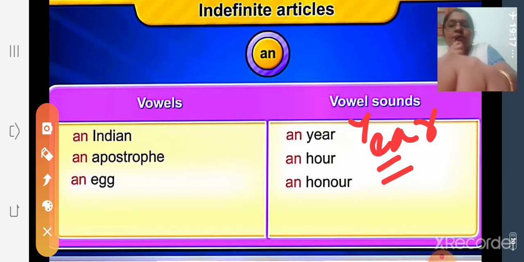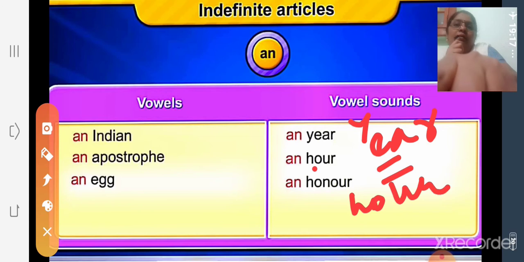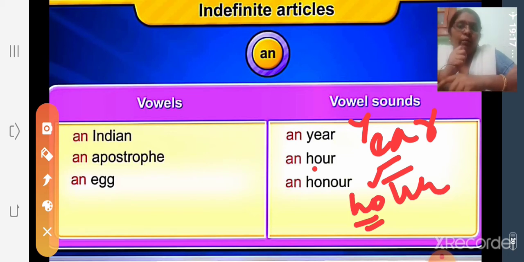Then next word, H-O-U-R, an hour. So here H is silent. The dominant sound here is O. O is a vowel. That is why an hour, H silent.